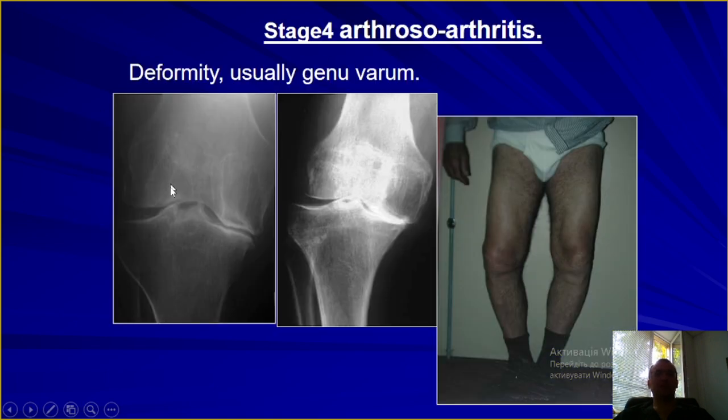And how it is looking here, it is the severe form of osteoarthrosis of the knee. You see the problem with the axis of the knee, of the limb, so varus deformation of the knee joints. It is how it is looking on the X-ray and how it is looking in the patient. Here you see how the joint is deformed.